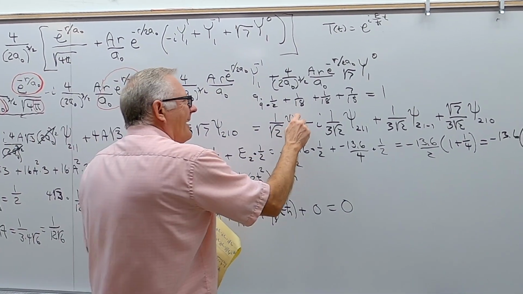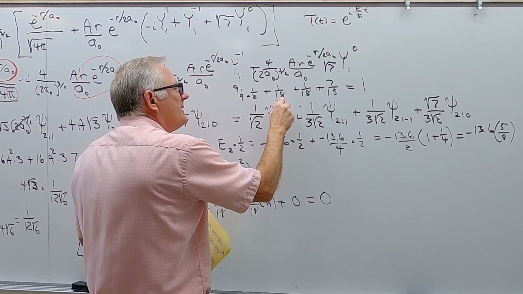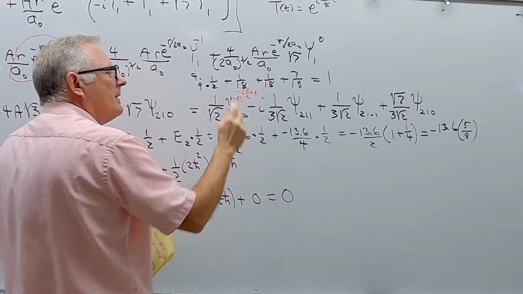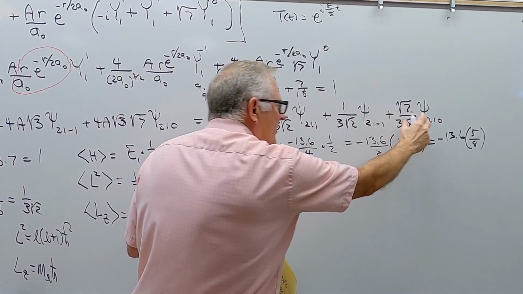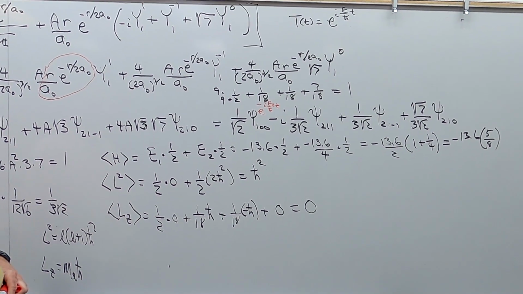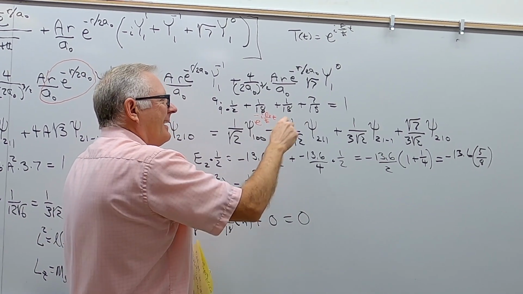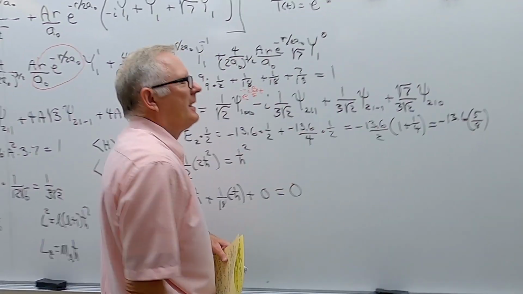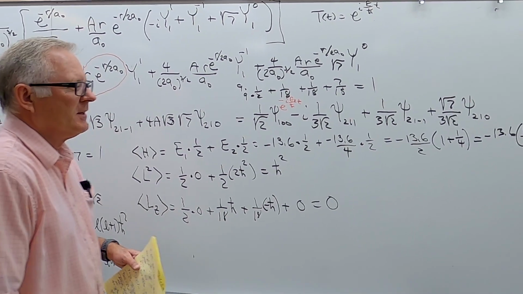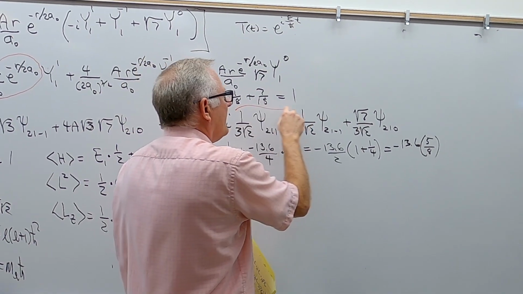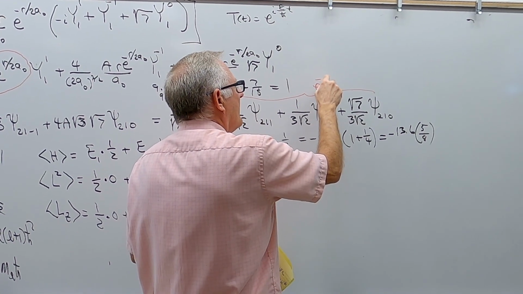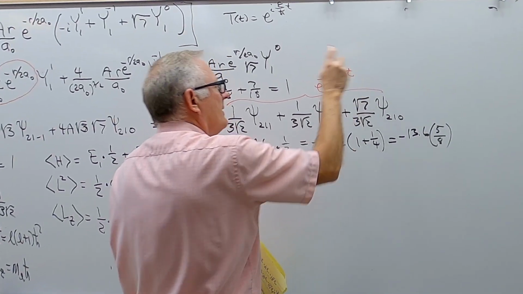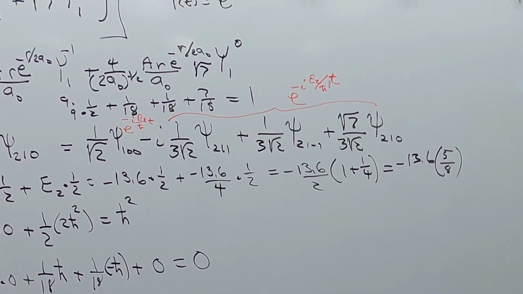It would put an e to the minus iE1 over h bar t. Okay, and then all of these other ones are all the same, and so they would just be multiplied by e to the minus iE2 over h bar t. I could have factored it all out too. So these three terms right here, you would have multiplied by e to the minus iE2 over h bar t. And we know what E1 and E2 are right there.